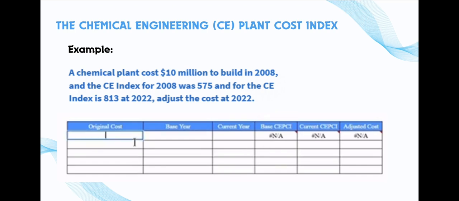So the first step is to key in the original cost, which is 10 million. Our base year is 2008 and our current year is 2022. So after entering the original cost, the base year and the current year, Excel will automatically display the corresponding base and current CEPCI value from the table, and the adjusted cost will be calculated.